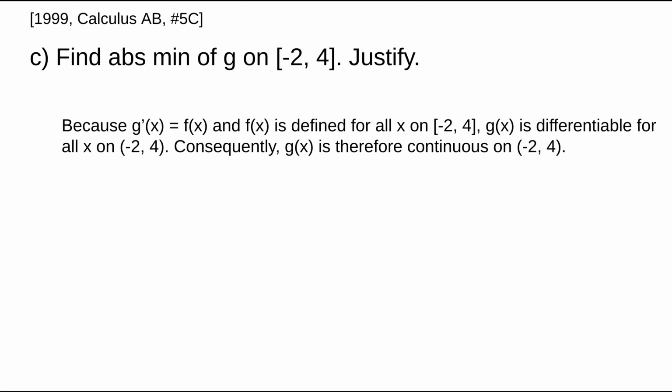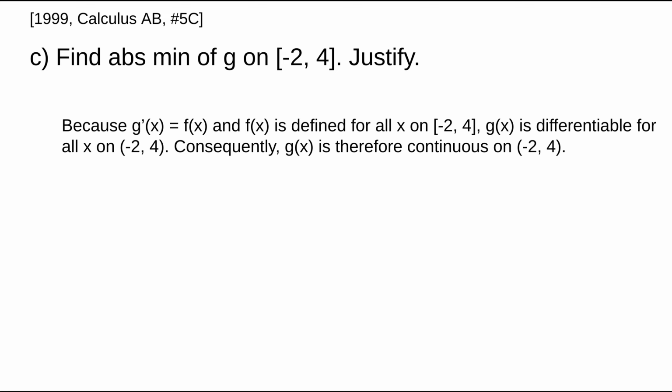So before I get ahead of myself, I want to make sure that I verify the requirements of the extreme value theorem. Now, because g prime of x is equal to f of x, and f of x is defined for all x on the interval from negative 2 to 4, we may conclude that g of x is in fact differentiable for all x on the open interval from negative 2 to 4. This is simply because every possible value for g prime of x on the interval from negative 2 to 4 is there, because f exists for everything between negative 2 and 4. So g does have a derivative for everything on that interval.